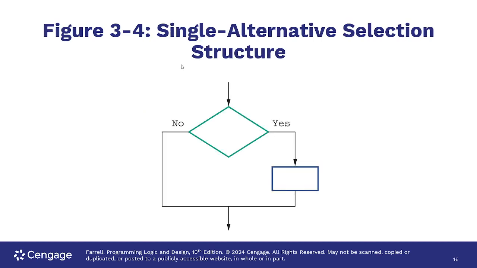And this is that single alternative selection structure. You've seen the dual alternative. This is that single alternative selection structure.